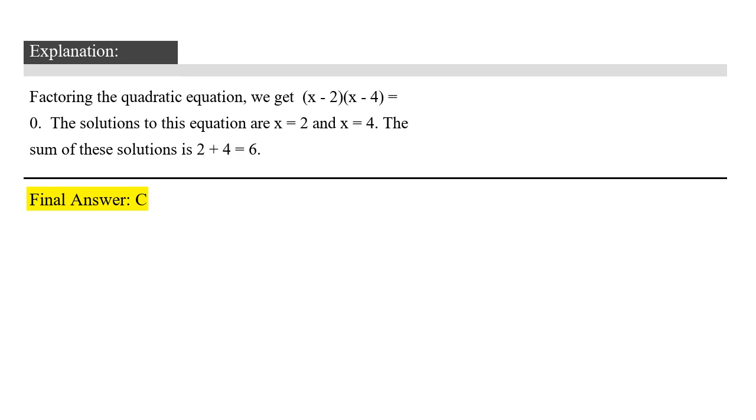Factoring the quadratic equation, we get (x-2)(x-4) equals 0. The solutions to this equation are x equals 2 and x equals 4. The sum of these solutions is 2 plus 4, which is equal to 6.